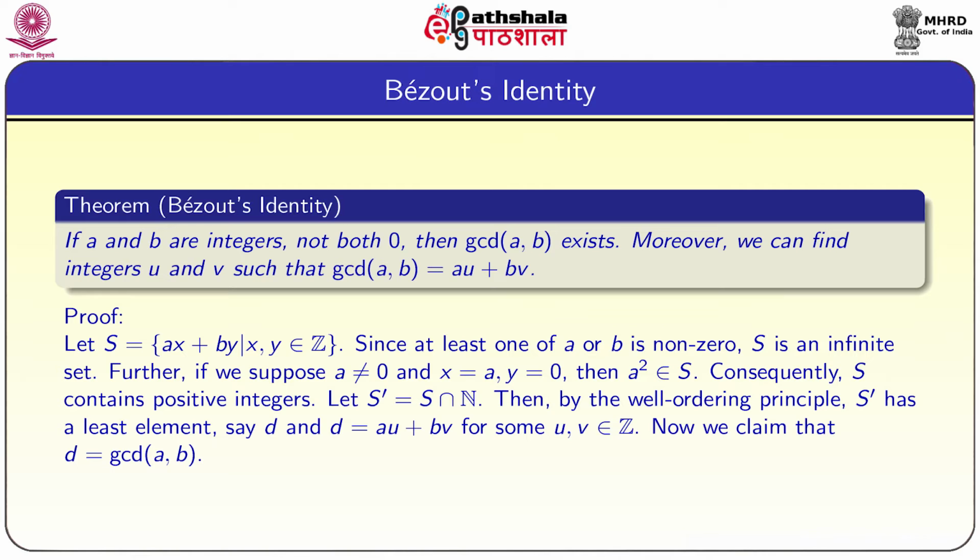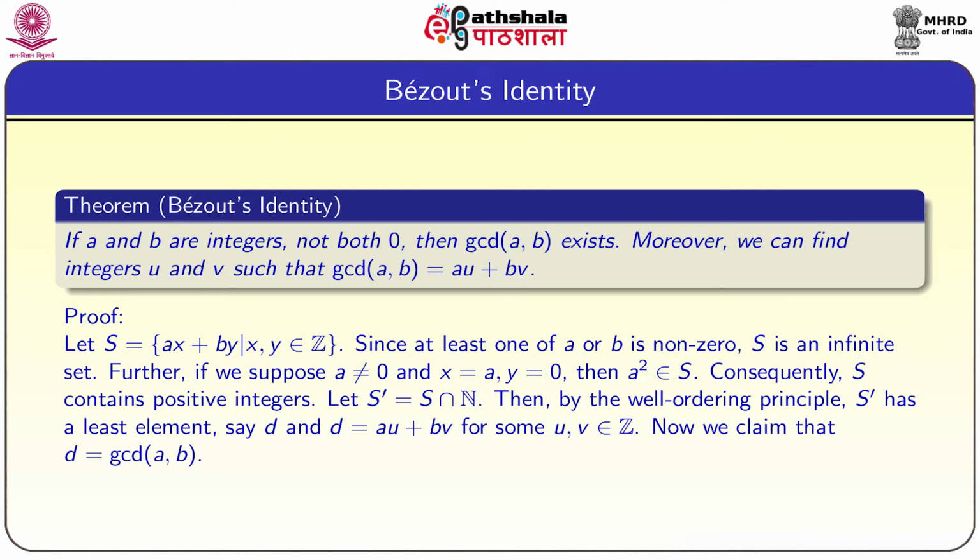Since at least one of A and B is non-zero, which we are assuming, S is an infinite set. Further, suppose A is not equal to 0, without loss of generality. If x equals A and y equals 0, then we have A square belongs to S. Since A is an integer and A square is positive, S contains positive integers.